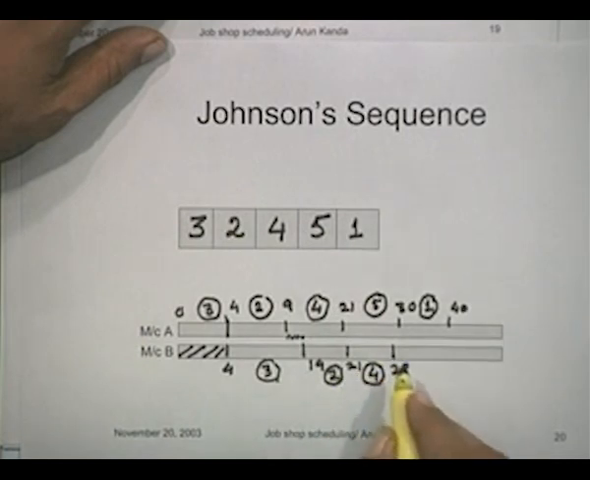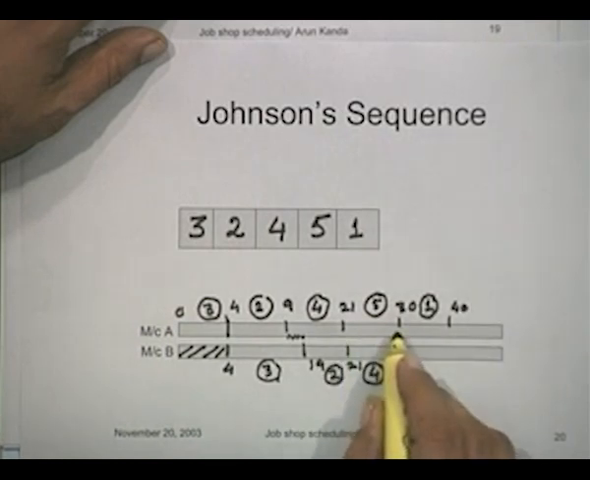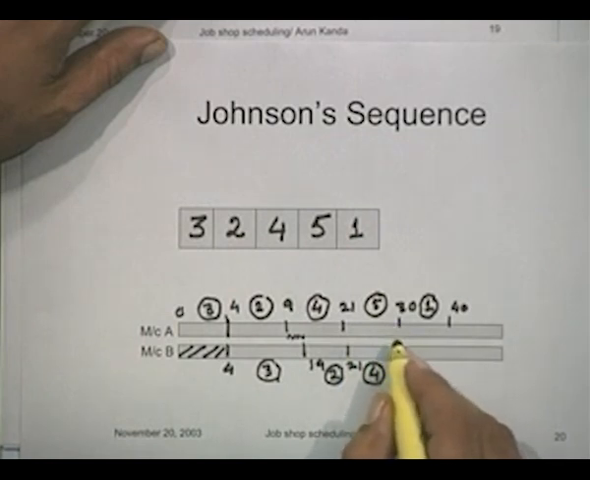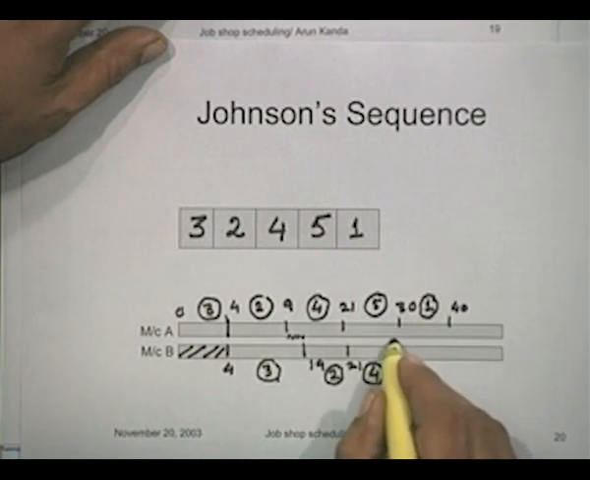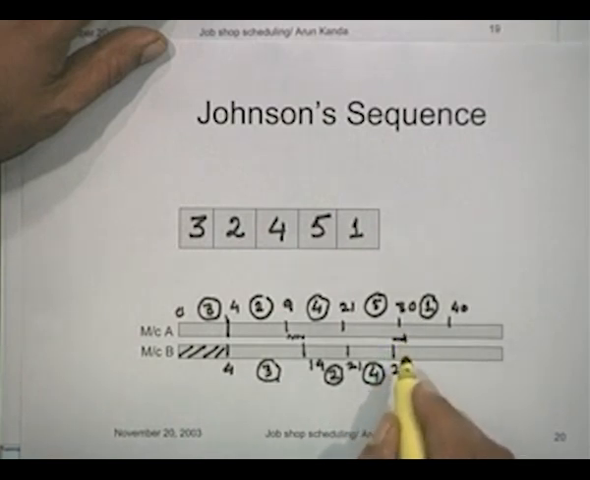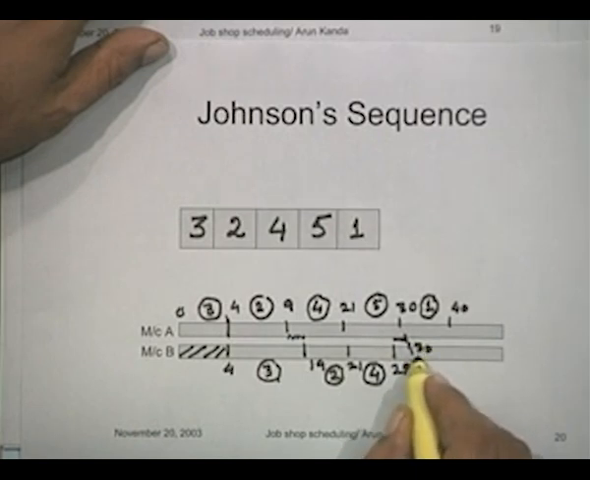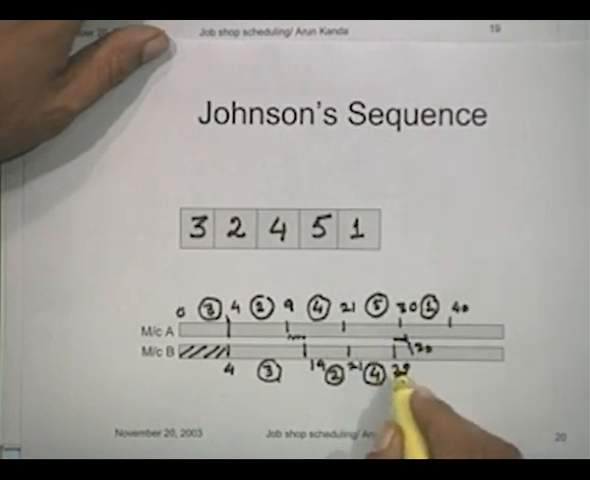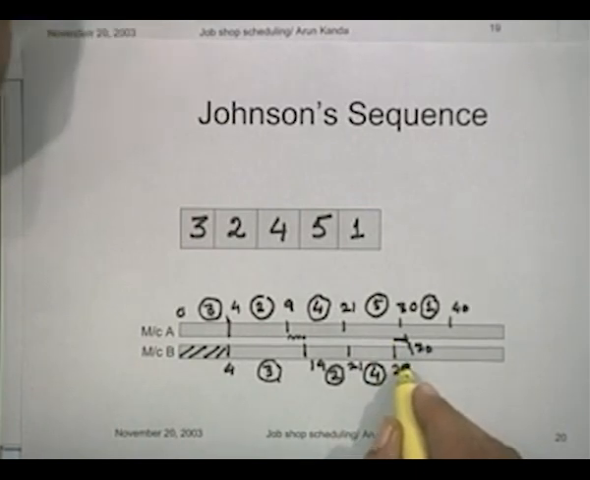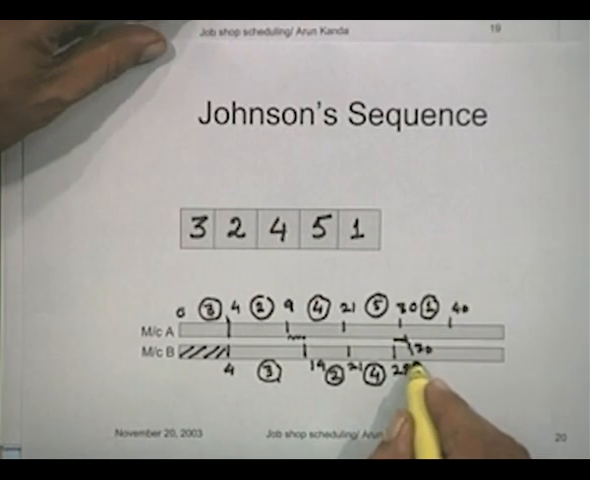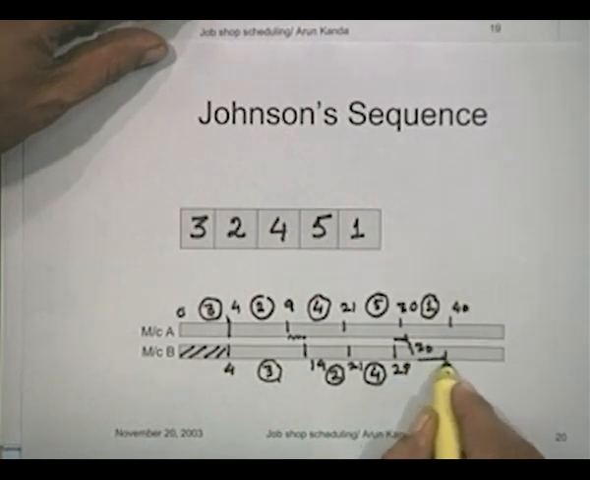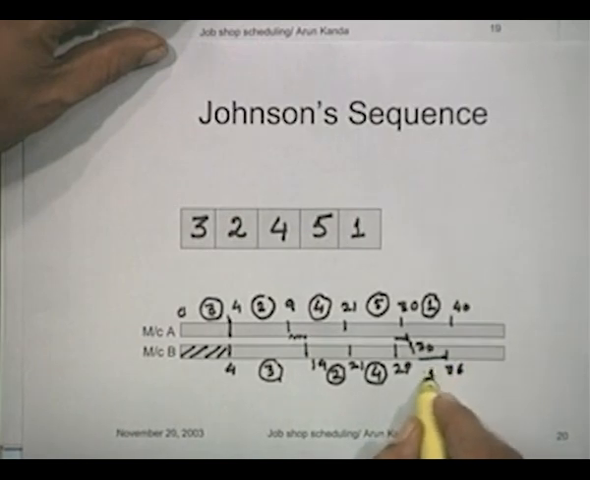Then what's going to happen next? This machine is over at 29, but job number 5 has not yet completed its processing on the first machine. So this will be a situation where the machine is idle. At time 30 job number 5 is going to be available, and from time 30 onwards the total processing time is 6. So you will go up to time 36, and this is now job number 5.